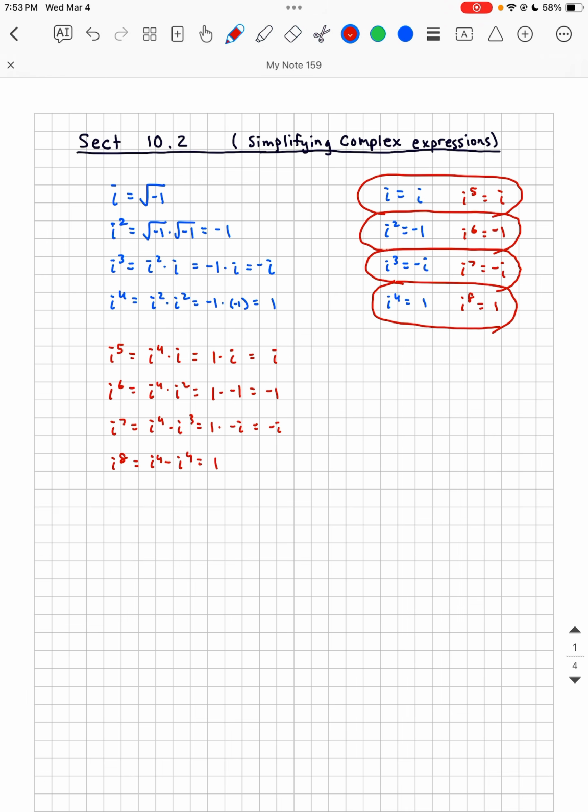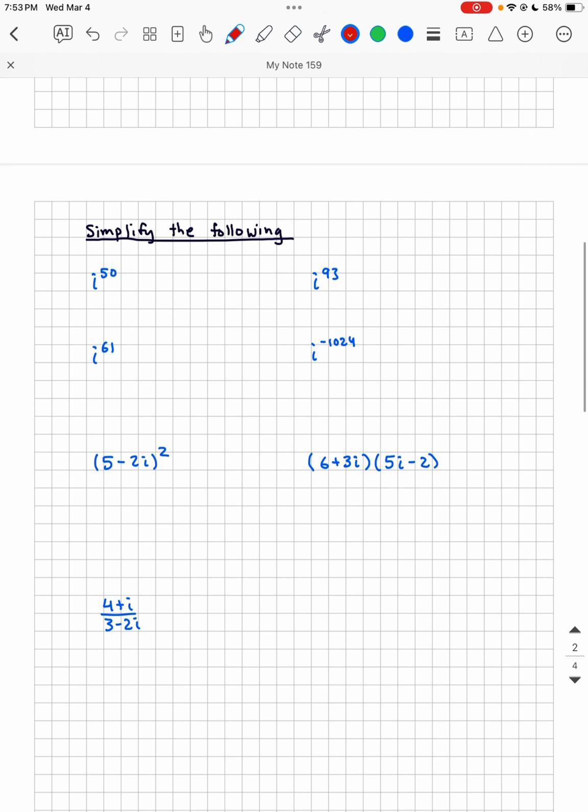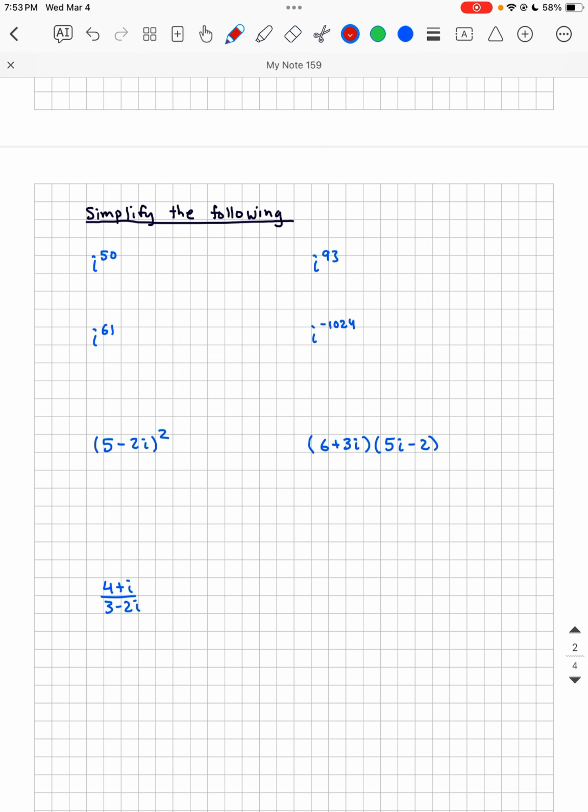So if we use that to our advantage, we can actually solve for larger values of powers of i. Let's go ahead and do that right now. I want to simplify i to the 50th. Let's compare i to the 50th to some sort of multiple of 4, because we can split that up into two different parts. The way I see it, this is the same thing as i to the 48th, because that is the closest multiple of 4 without going over. And then there is going to be a remainder of 2. So 48 plus 2 is equal to 50.